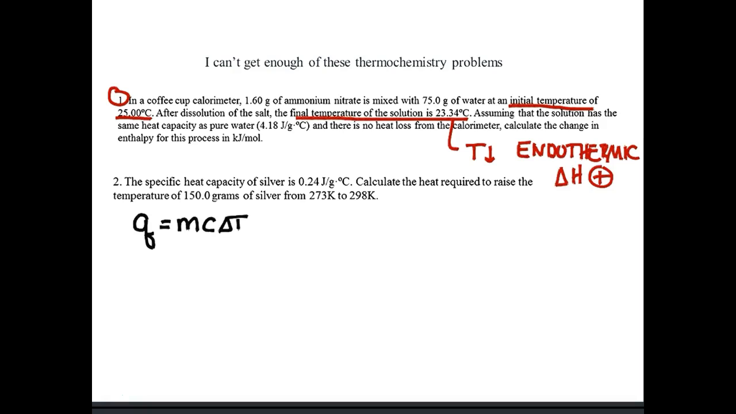Now let's actually do the problem. Whenever you're calculating the heat associated with some change in temperature, heat, or Q, equals mc delta T. M is the mass of whatever is changing temperature. C is the specific heat of whatever is changing temperature, and delta T is the change in temperature. That would be the T final minus T initial.